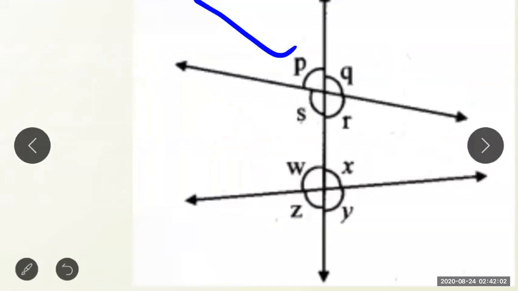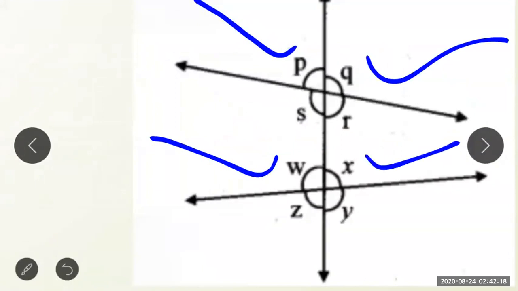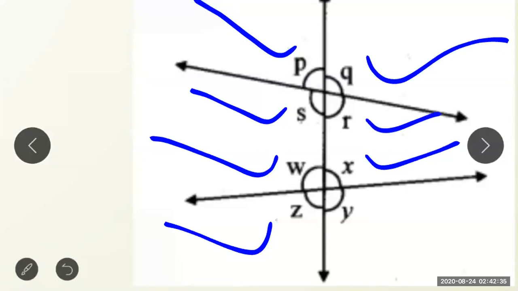First, what is a corresponding angle? It is on the corresponding side of the transversal. Here angle P corresponds to angle W. Angle Q corresponds to angle X. Next, angle S corresponds to angle Z. And last, there must be four pairs, so angle R corresponds to angle Y. I hope for the first question you have understood what corresponding angles are.